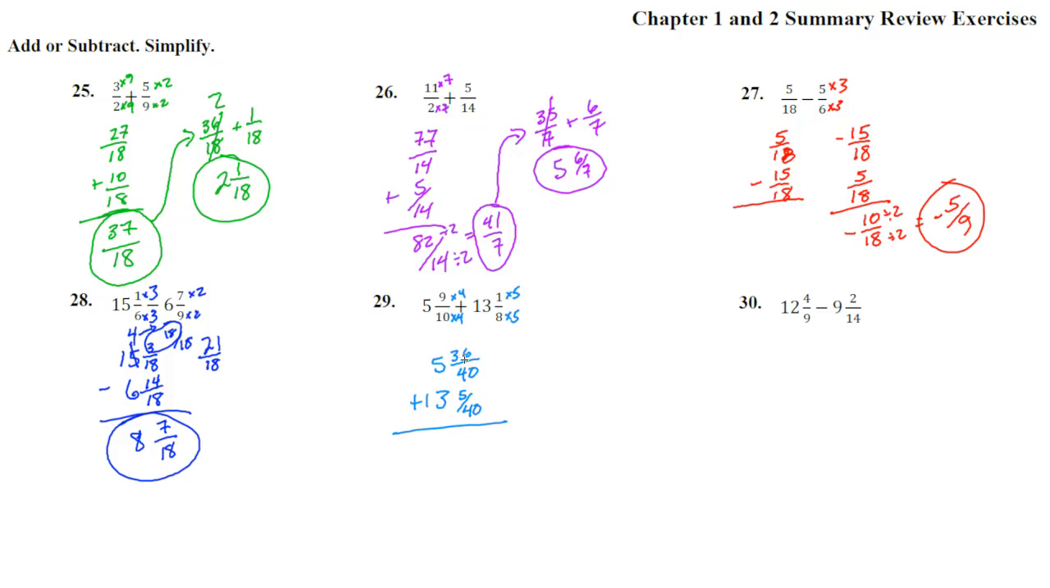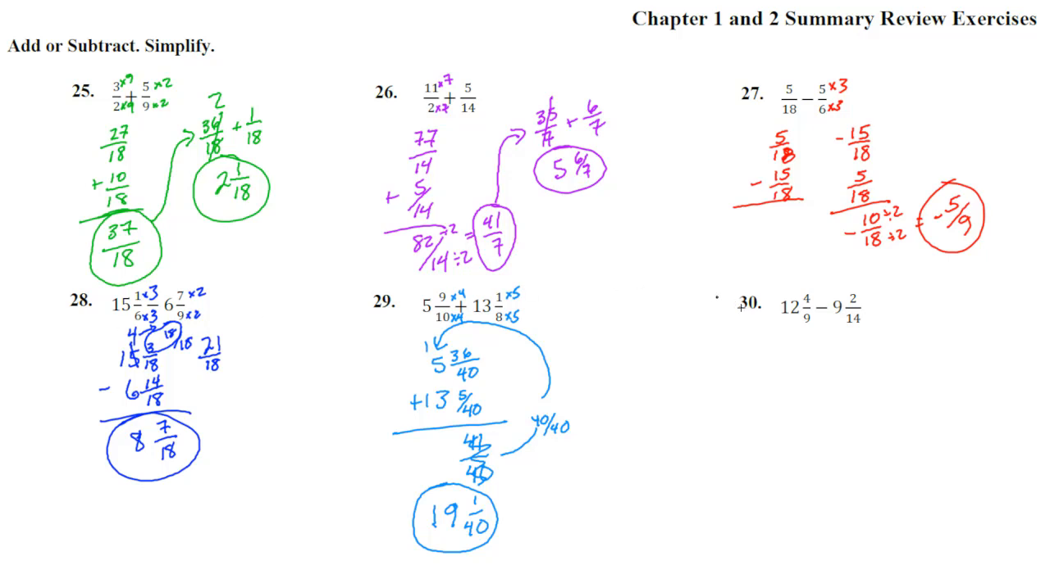All right, 36 plus 5 is 41 fortieths. We're over 40, so we can take 40 of those fortieths and carry the 1. That means we are left with 1 fortieth left over once we take 40 of them away to make that 1. 1 plus 5 is 6, plus 13 is 19. So we get 19 and 1 fortieth. Excellent.